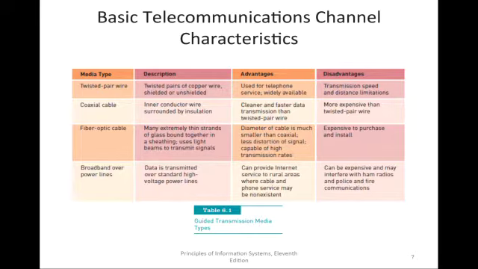Then we have broadband over power lines. This is when data is transmitted over standard high voltage power lines. As an advantage, it can provide internet service to rural areas where cable and phone service may be non-existent. But this technology can be expensive and may interfere with ham radios and police and fire communications.